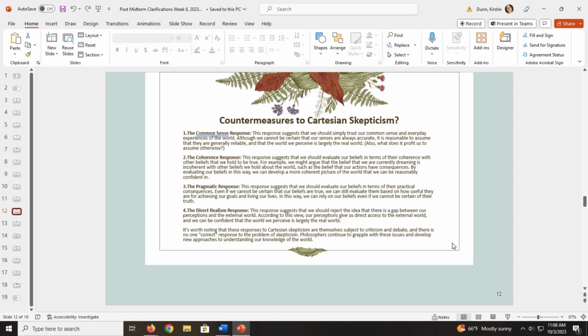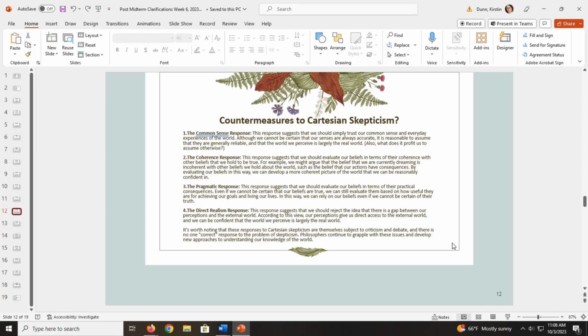Number three, the pragmatic response. This response suggests that we should evaluate our beliefs in terms of their practical consequences. Even if we cannot be certain that our beliefs are true, we can still evaluate them based on how useful they are for achieving our goals and living our lives. In this way, we can rely on our beliefs even if we cannot be certain of their truth.